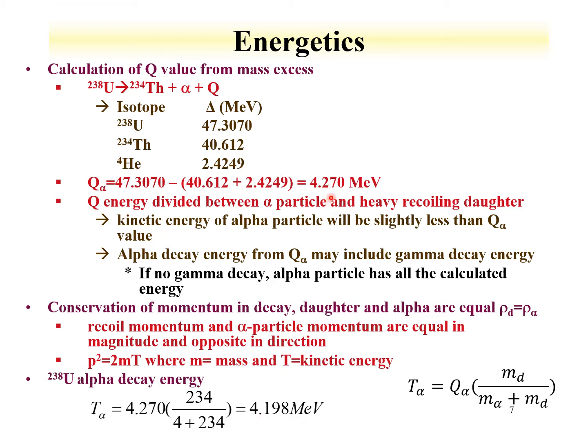Again, as we discussed in the previous slide, Q value energy is divided between the alpha particle and the recoiling daughter. The kinetic energy of the alpha particle will be slightly less than the Q value, and this Q value that's calculated may include the gamma decay energy. So if one were to look at data, one would see that the sum of the alpha particle energy and the gamma energy would equal the kinetic energy calculated from the Q value. If no gamma decay is present, then the alpha particle has all the calculated energy. And again, this comes from the conservation of momentum and those equations that we discussed previously.